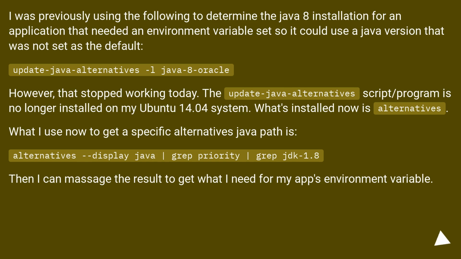The update-java-alternatives script/program is no longer installed on my Ubuntu 14.04 system. What's installed now is update-alternatives. What I use now to get a specific alternatives Java path is update-alternatives --display java | grep priority | grep jdk-1.8. Then I can massage the result to get what I need for my app's environment variable.